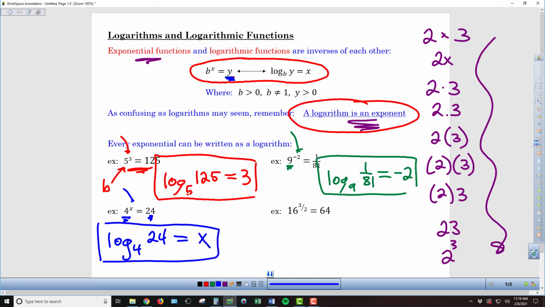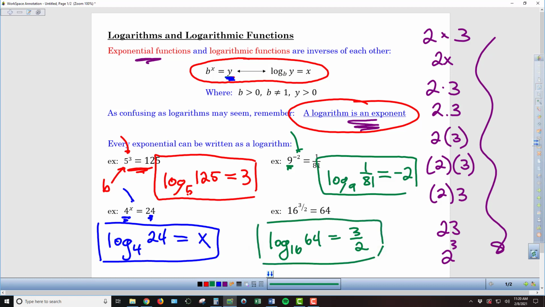For the last one, so now we've got base 16 on our exponential, so base 16 on our logarithm. The exponential output is 64, so the input into the logarithm will be 64. And then a logarithm is an exponent, so my exponent becomes what my logarithm equals, so 3/2.